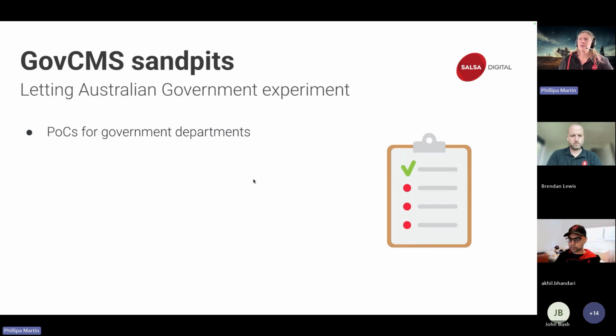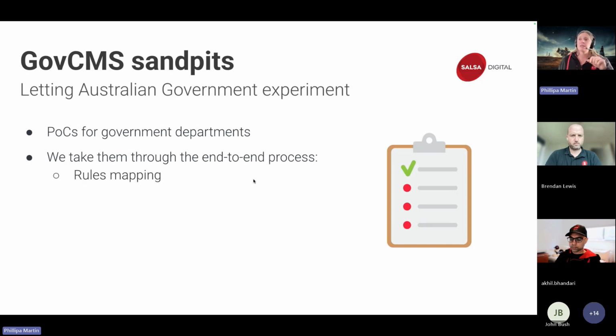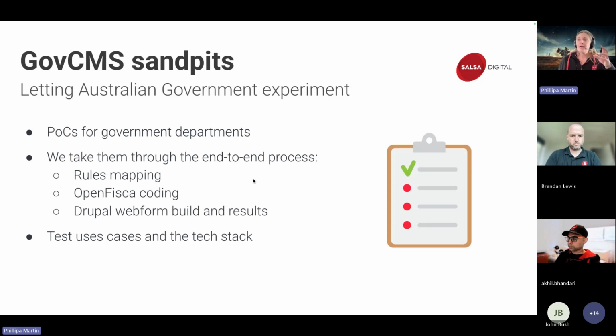In terms of what the sandpits are, they're really about letting Australian government experiment with Rules as Code. So GovCMS funded proofs of concept for different government departments so they could see how Rules as Code could apply to their use cases. And during that whole engagement, we would take them through the end-to-end process, starting off with rules mapping, moving on to the OpenFISCA coding, the Drupal web form build and results, and it allowed these government departments, as I said, to test their use cases, but also to test the tech stack.